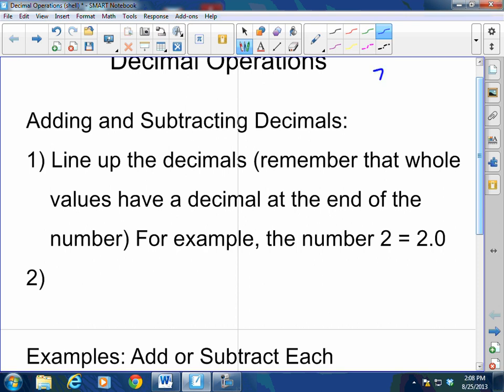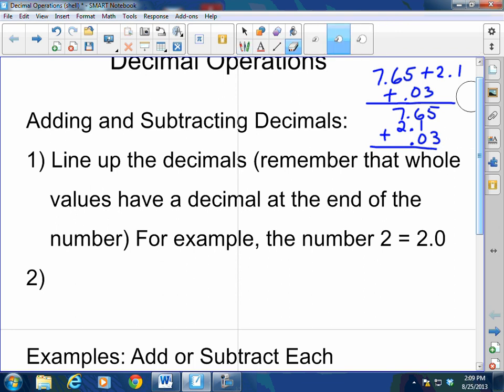For example, if I have 7.65 plus 2.1 plus 0.03. When I line this up, I'm going to make sure that the decimals are all literally lined up, one under the other. The decimal is my guide. And then I go ahead and add from there. Okay? But the important thing to remember is to line up your decimals.